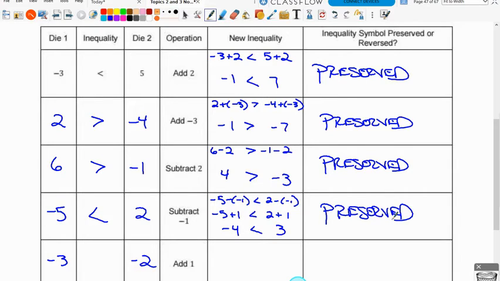What if I add 1? All right, I rolled a -3 and a -2. -3 is less than -2. What's going to happen to the symbol if I add 1 to each of the numbers? So I'm going to have -3 plus 1. Then I'm going to have -2 plus 1. Is that still going to be less than? Well, -3 plus 1 is -2, and -2 plus 1 is -1. -2 is less than -1. So again, once again, I see that my symbol was preserved. Okay, adding 1 to both sides preserved the inequality symbol.